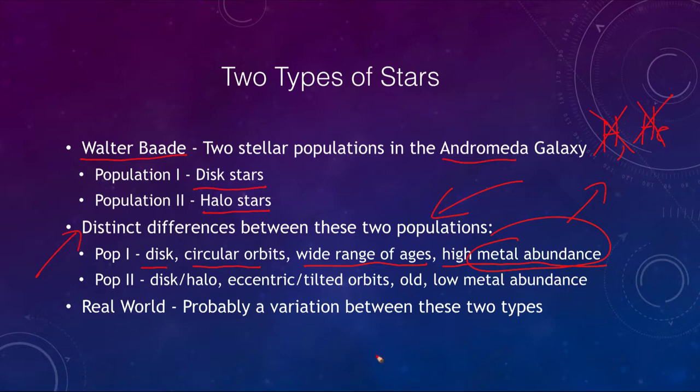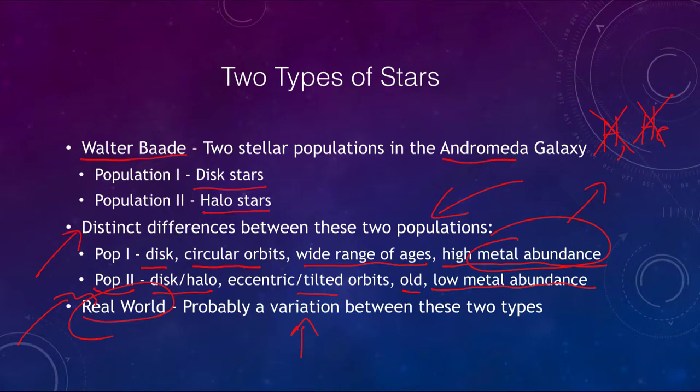Now, population 2 stars are in the halo. They have eccentric or tilted orbits. They are all very old, so not a wide range of ages, and they have a very low metal abundance. They are almost all hydrogen and helium. Now, of course, this is an idealized situation. If we consider the real world, there is really a variation between these two types of objects, but they are convenient to be able to study.